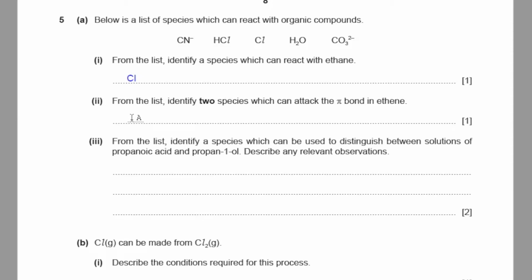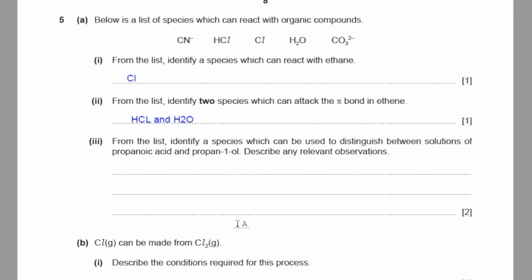Part 2, from the list, identify 2 species which can attack the pi bond in ethene. This is HCl and H2O, because these two would break heterolytically in different reactions. H from both HCl and H2O will have a partial positive charge that will be attracted towards pi bonds, since pi bonds are high in electron density. HCl and H2O would react with pi bonds.